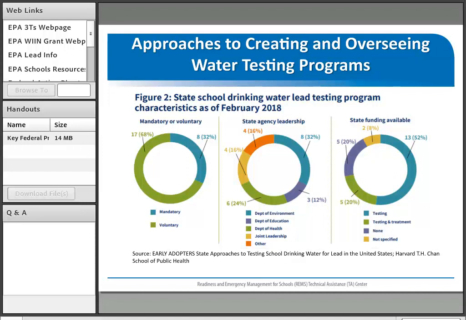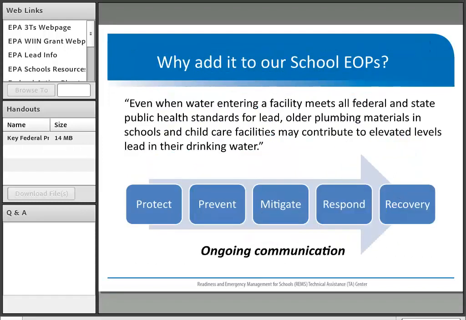So it's really awesome, as you can see from this graphic, including details related to funding that supported testing, treatment, and other activities, that schools understand the importance of water testing programs and also the importance of collaborating to ensure the safety of students, whether that's collaboration with Departments of Education and Environment, as well as Departments of Health and other joint leadership offices. I'm going to turn things over to Madeline now so that we can talk a bit more about why this topic is important in the context of overall school safety and emergency preparedness planning. Madeline?